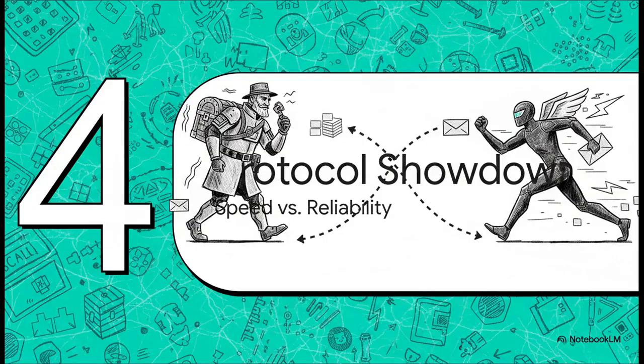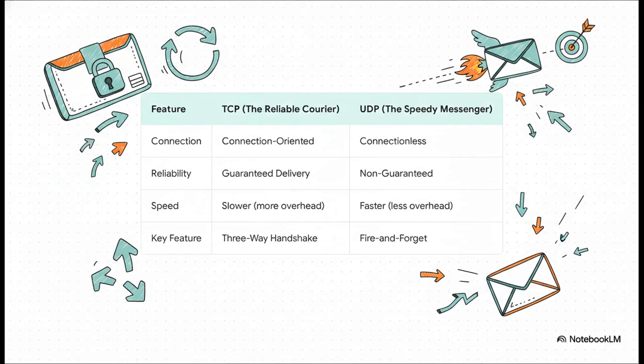So there you have it. We've got a reliable courier, TCP, and our speedy messenger, UDP. Let's put them side by side and really nail down the crucial differences. This table really says it all, doesn't it? On one side, you have TCP, formal, guaranteed, but a bit slower because of all its safety checks. On the other side, you have UDP, informal, no guarantees, but lightning fast.